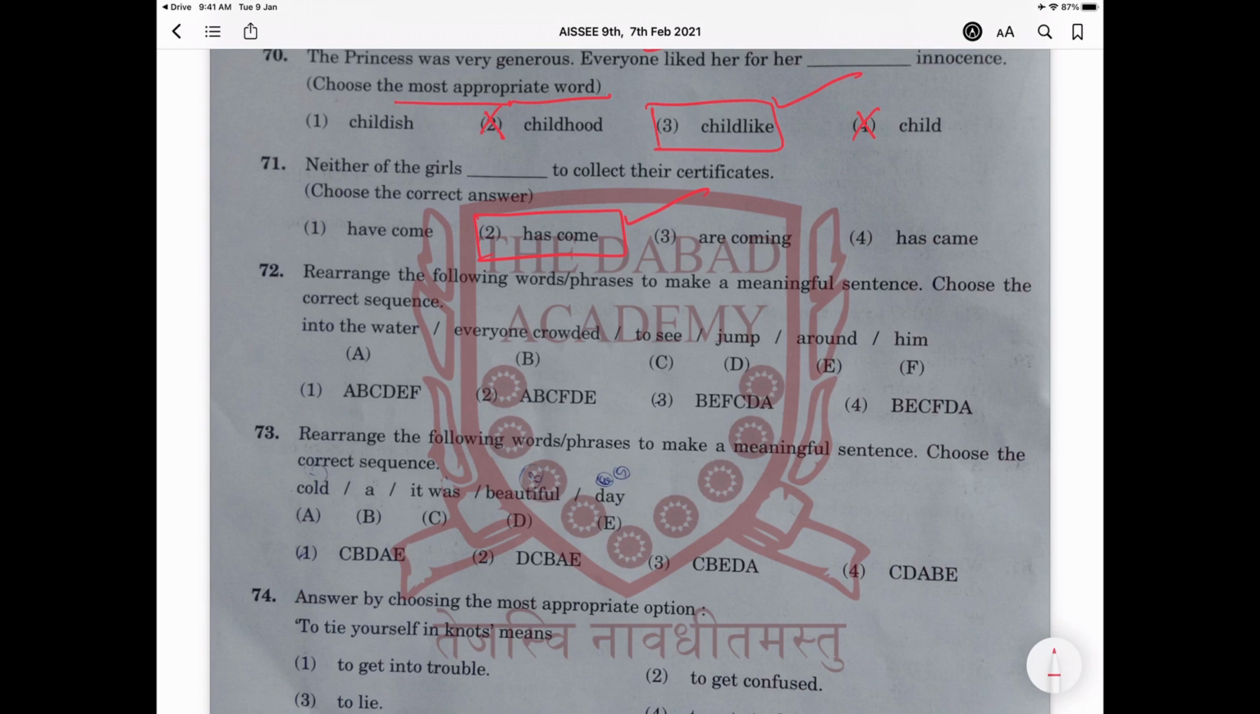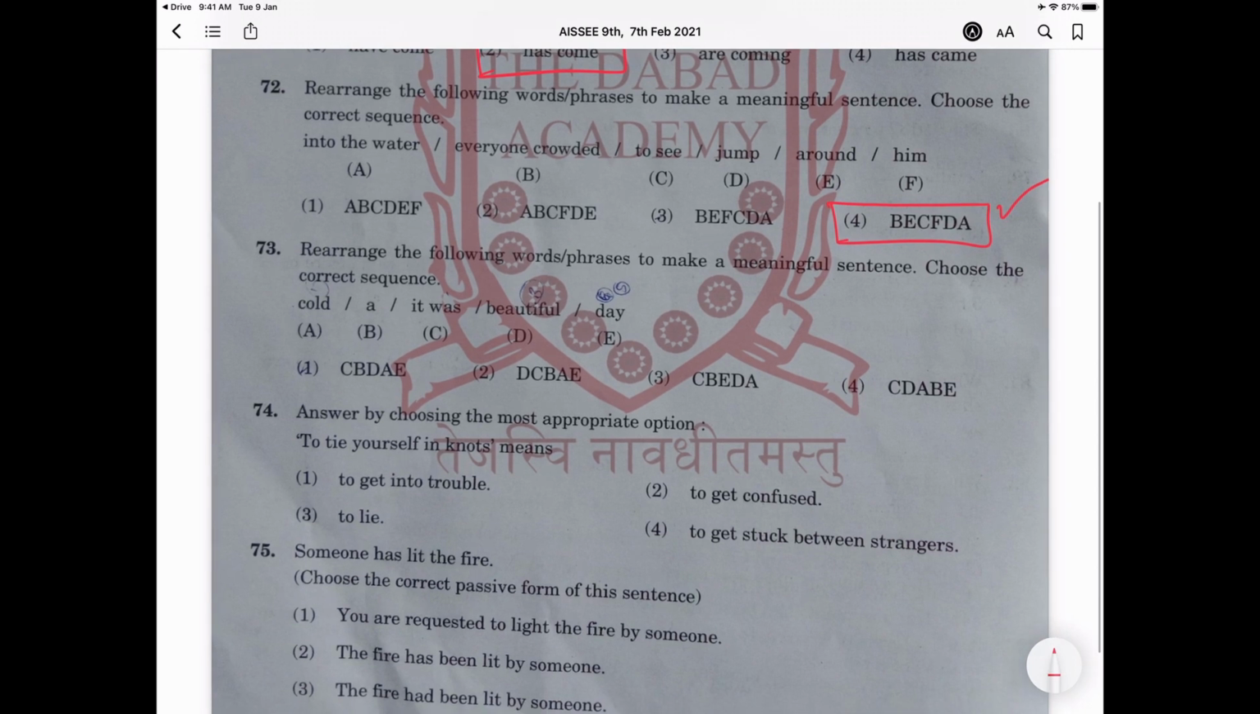Rearrange the following words and phrases to make a meaningful sentence, choose the correct sequence, and for this question 72, option number 4 is correct, BECFDA. Again it is a question on rearrangement. Question number 73, the correct answer is option number 1. In question number 74, to tie yourself in knots means to get confused.